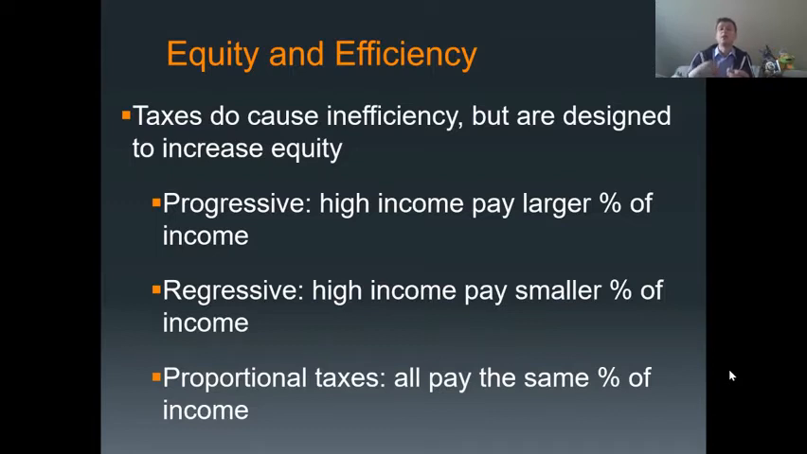Most economists would say progressive taxes are the way to go. And this goes for conservative economists and liberal economists. They both generally say that progressive taxes are the best outcome.